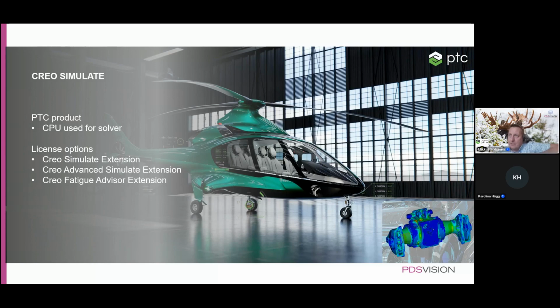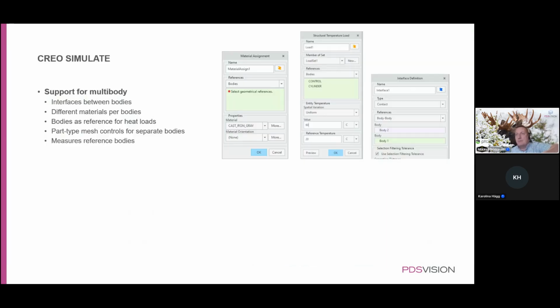And the development of this thing has been, let's say, quite sluggish during the latest release, but now something magical has happened. First of all, as a basic improvement, you now have support for multi-bodies that came with Creo 7. So now you can use a body as a reference for multiple things like heat loads or interface detection, like for contacts between the bodies, and also the materials can be different for each body.